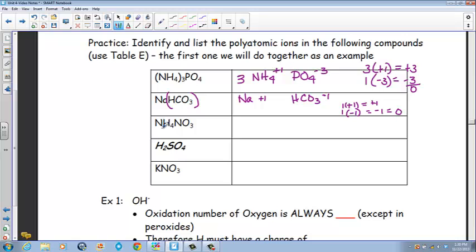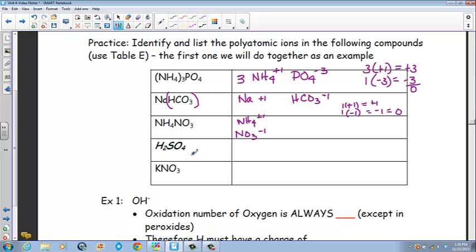All right, ammonium nitrate. Oh, so I see that there's more than 2 elements. I actually see 4. So there's a possibility that there's 2 polyatomic ions here. If I look at table E, I will see that NH4, the ammonium ion, is there, as well as the NO3 ion, the nitrate ion. If I look at their charges, NH4 is a +1, NO3 has a -1. If I add those up, they equal 0, and therefore I have a neutral compound.